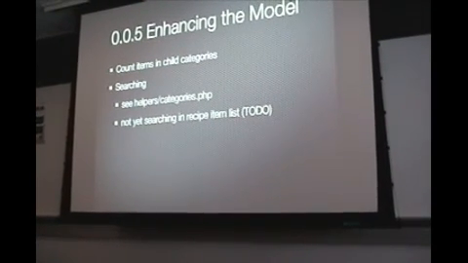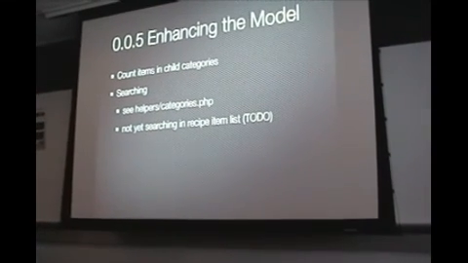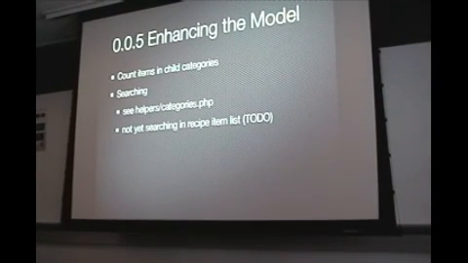Right. I want to make a slight change. If I look at this first, if you're counting the number of recipes in soups and starters, you don't want to know just how many recipes are directly in soups and starters. You want to know how many recipes there are in soups and starters, including fish soups and vegetarian soups and hot soups, you know, whatever the categories are. So if you look in the model at the getListQuery method, you'll see that when you get to version 5, that method has been changed and the query has been made a bit more advanced.